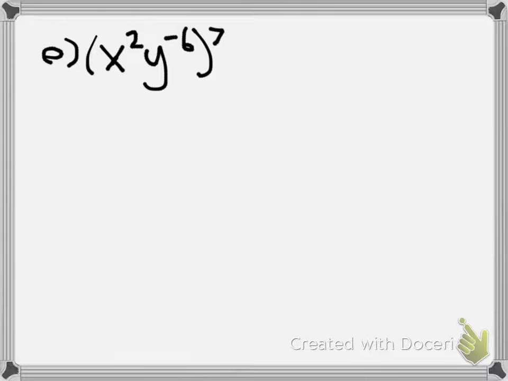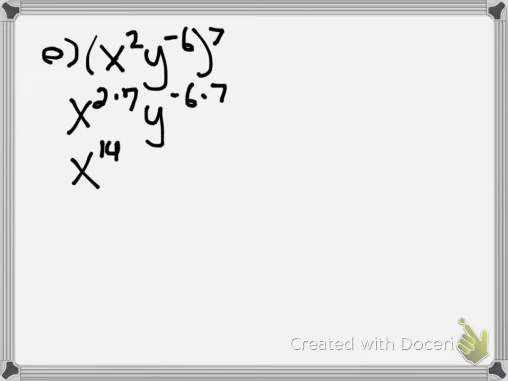So according to this one, it's basically saying take x squared y to the negative 6 and multiply that to itself 7 times. But that's a little tedious. So if I notice the pattern here, we can actually use the power of a power rule. So I'm just going to go ahead and take the 7 and multiply it to the exponent of each of the bases that I see. So in this case, it'll be x squared times 7, and y to the negative 6 times 7. So this gives us x to the 14, y to the negative 42.